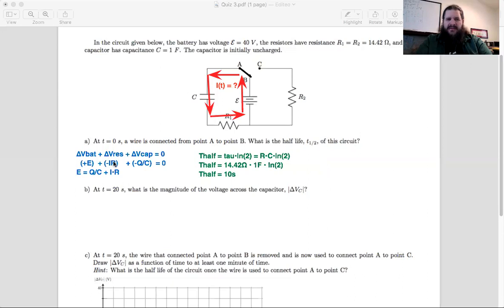But in general, anytime you've got current flowing through a resistor, the current is going to be flowing from the high voltage side towards the low voltage side. And anytime you've got charge on a capacitor, the plate with positive charge will be high voltage and the plate with negative charge will be low voltage. Any other questions on that so far?